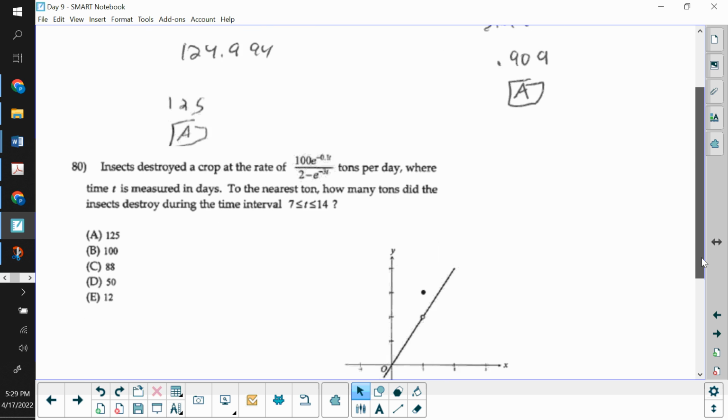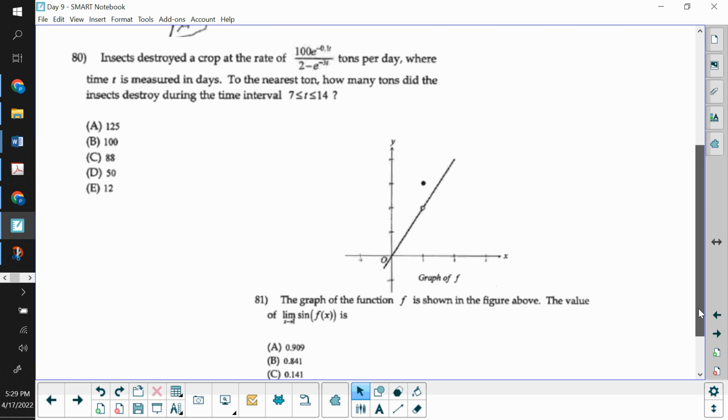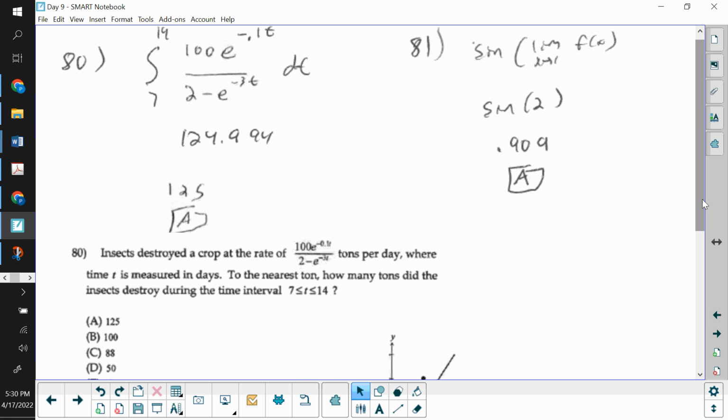In 81, the limit of our function is the same as the function of our limit. So we can do the limit of f of x as x approaches 1, which would be 2, and then just do sine of 2, but make sure the calculator is in radian mode, and we get choice A.